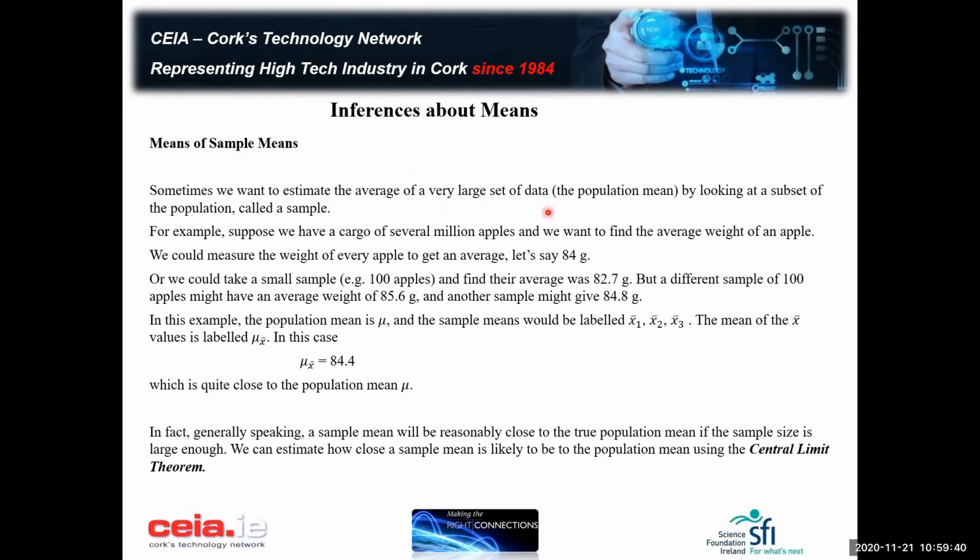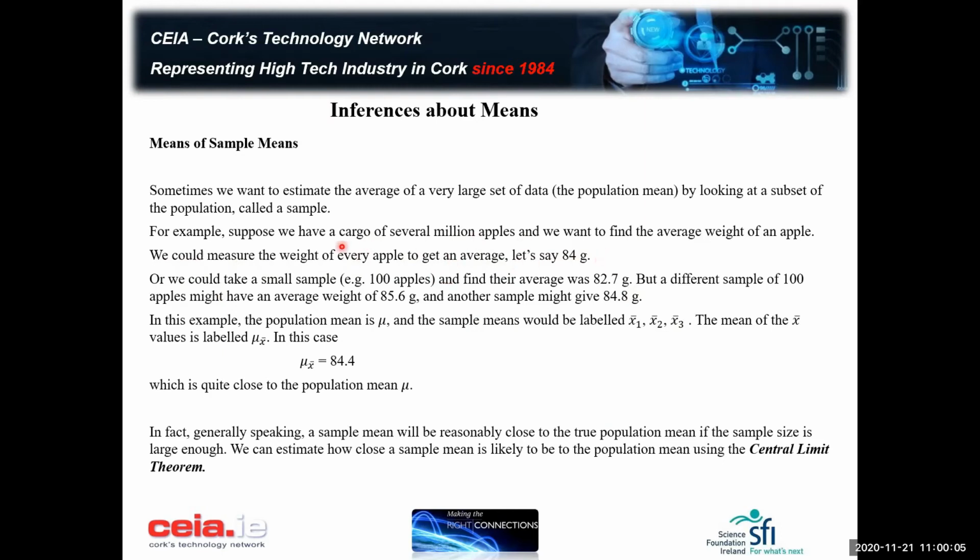So I've given an example here that you might have a cargo of apples, which might contain several million apples. And for some reason, you want to know what the average weight of an apple is in this cargo. Now, you could do it just by measuring the weight of every apple and counting all the apples and getting an average. In this case, it might be 84 grams. That would be a very time-consuming way of doing it.